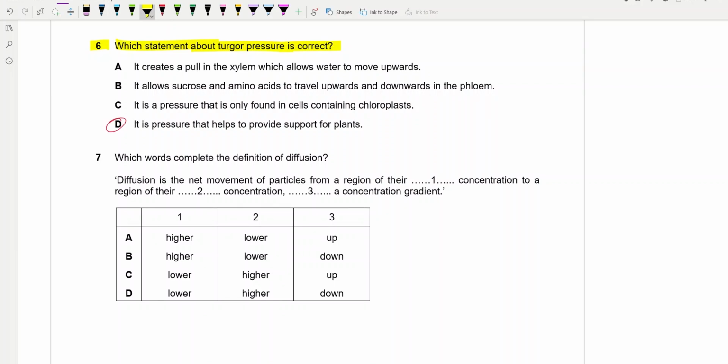Question number 7. Which words complete the definition of diffusion? Diffusion is the net movement of particles from a region of their higher concentration, so higher concentration, to a region of their lower concentration, and lower concentration, down a concentration gradient. So the correct option would be option B.